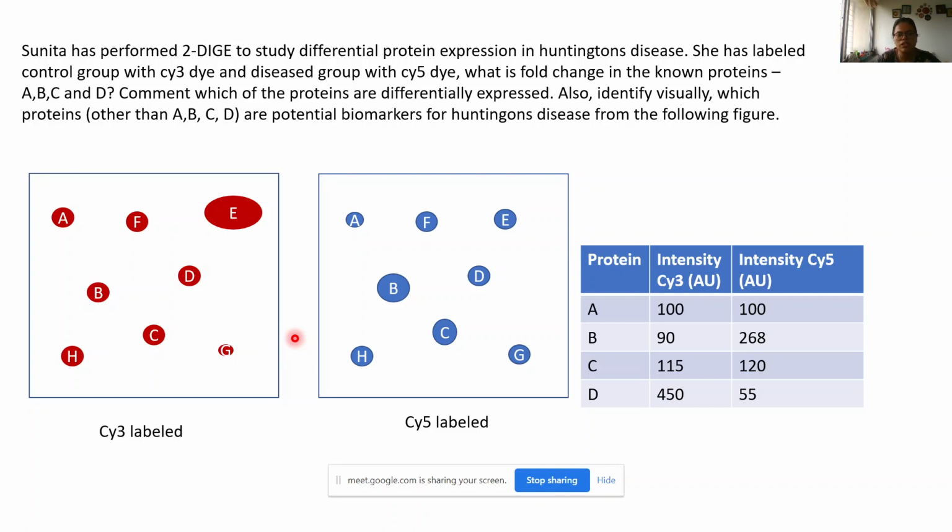Okay, so this is a very nice technology to study differential expression in case of any disease, healthy versus diseased, or any treatment, for example if you are giving some drug treatment and then trying to see the expression of different proteins.